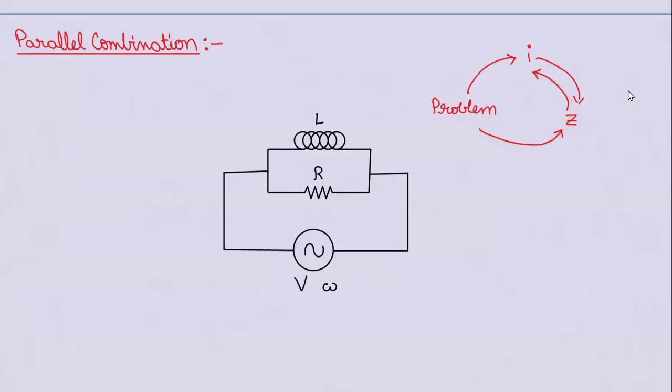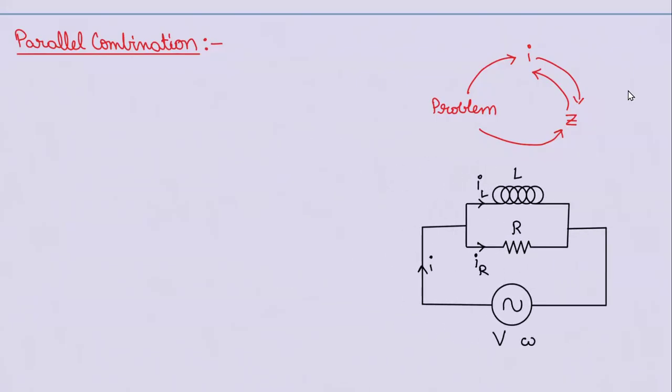Okay, let us continue. What is the point to be understood? There will be some current coming in. Obviously, current comes in. The current splits into IR and IL. I think most of you already know. Sir, this is simple parallel combination. Yes, it's simple parallel combination only.